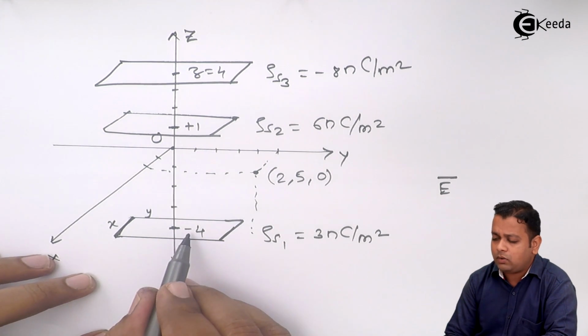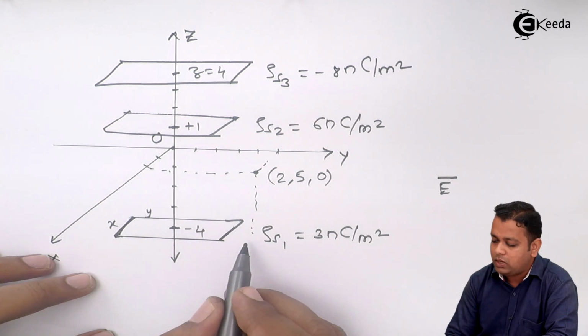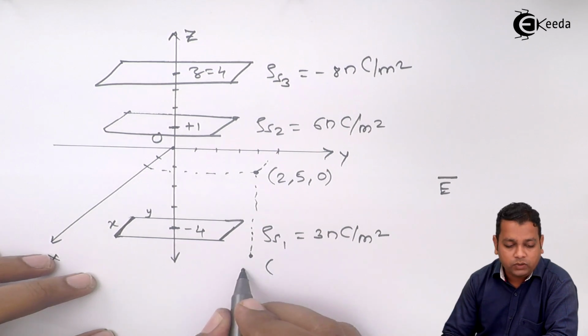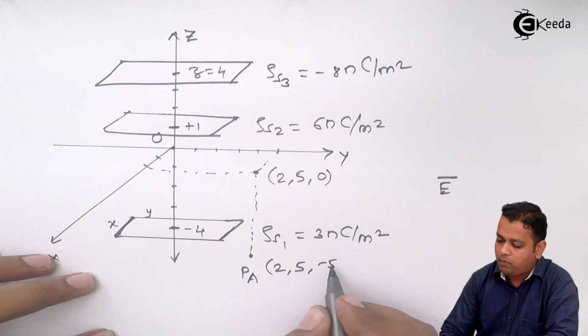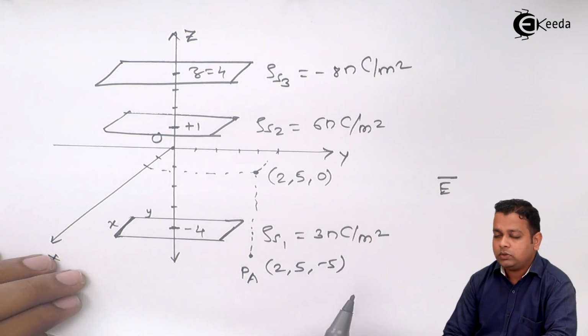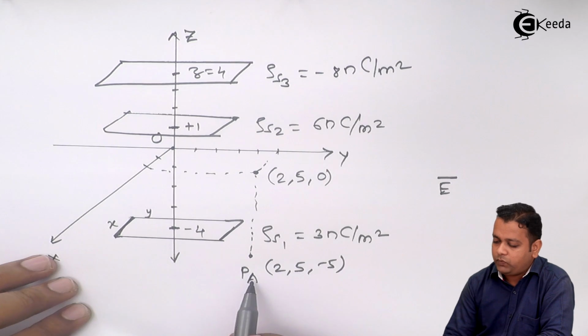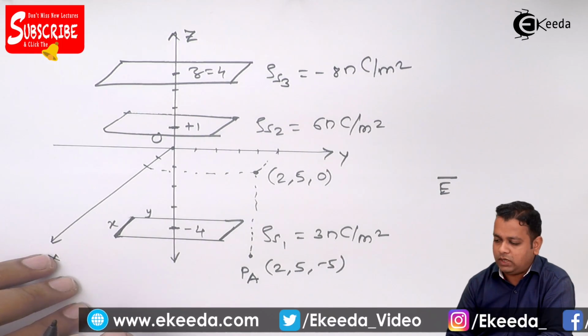As this sheet is at z equal to minus 4, the point is required to have the coordinates 2, 5, minus 5. It should be below this particular sheet. So we get the point denoted by PA having the coordinates 2, 5, minus 5. Now if you see the diagram, the point PA is below all these 3 sheets of charges.